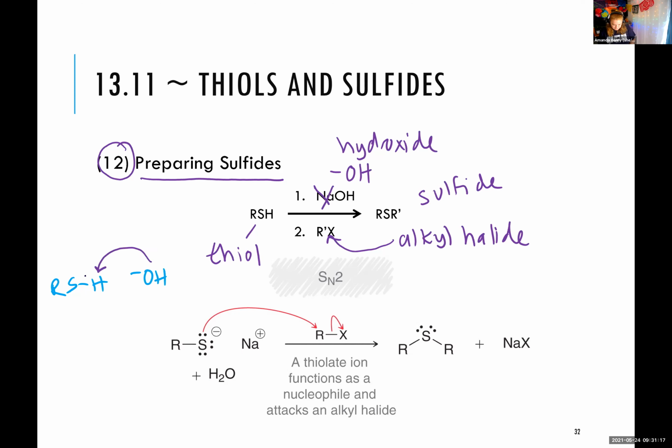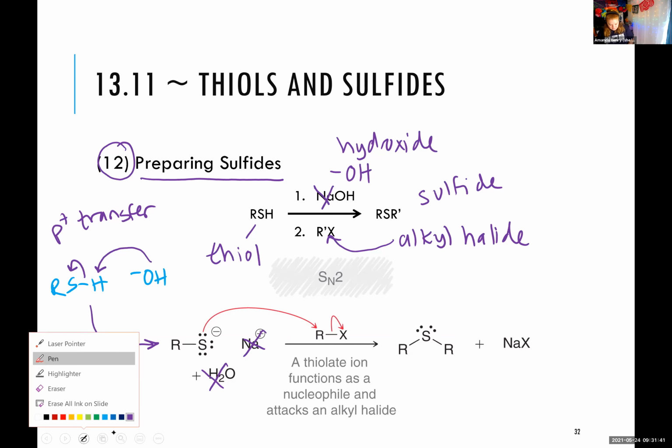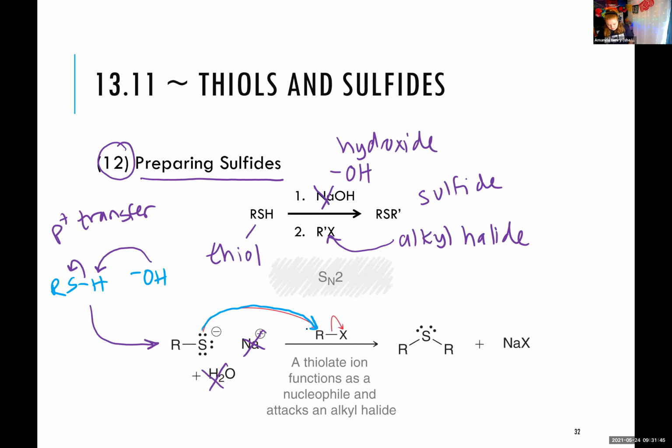So proton transfer, we're just using that hydroxide to remove that hydrogen off of our sulfur. And then we get our sulfur ion. Again, don't really care about sodium, don't really care about the water, but this is what we get. So in that second step, we're going to use our sulfur to do a nucleophilic attack on our R group, loss of a leaving group.